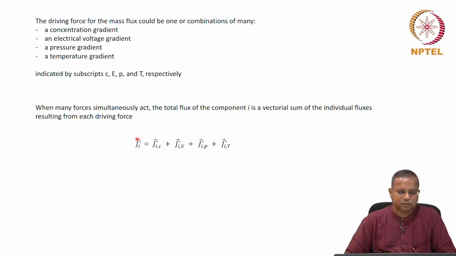Therefore, the net molar flux in this case, Ji star, equals the molar flux due to the concentration gradient, the molar flux due to the electrical potential gradient, the molar flux due to the pressure gradient plus the molar flux due to the temperature gradient. Of course, all these are vector sums. This is equation 6-1.